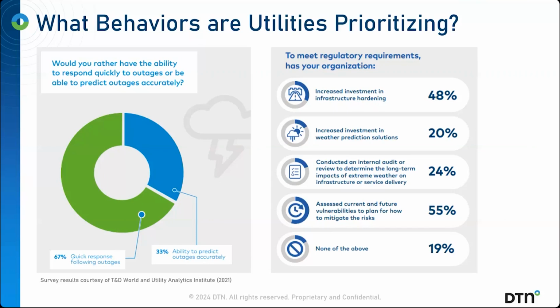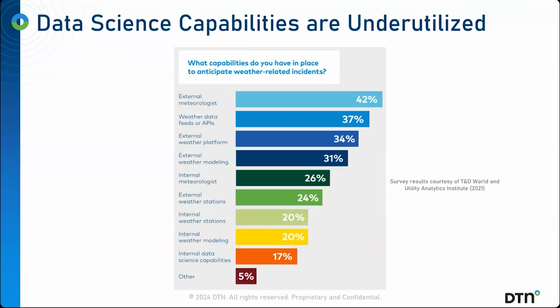Maybe quite surprisingly as well, we see counterintuitively that utilities are not investing too heavily. Only 1 of 5 are investing in additional weather prediction solution capabilities, which demonstrates, given the challenges that hardening investments alone are taking, that there may be some misdirection as far as the utility strategies, as far as collectively improving the grid and their overall operations resiliency to storm events. Next slide.